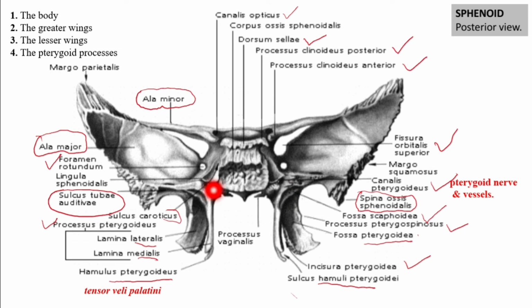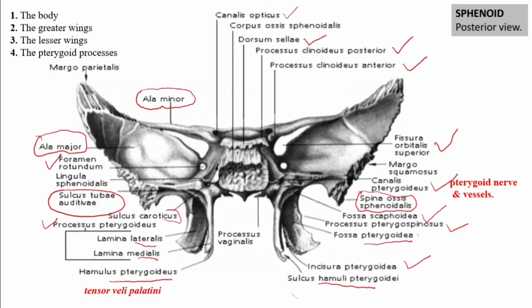Then here there is a groove. Don't confuse this groove with this fossa, because they are similar and close to each other. This groove is for the auditory tube, sulcus tubae auditivae. That's where the cartilaginous part of the auditory tube lodges. The bony part lodges in the temporal bone, which we'll talk about later. On the sphenoid, it's the cartilaginous part.